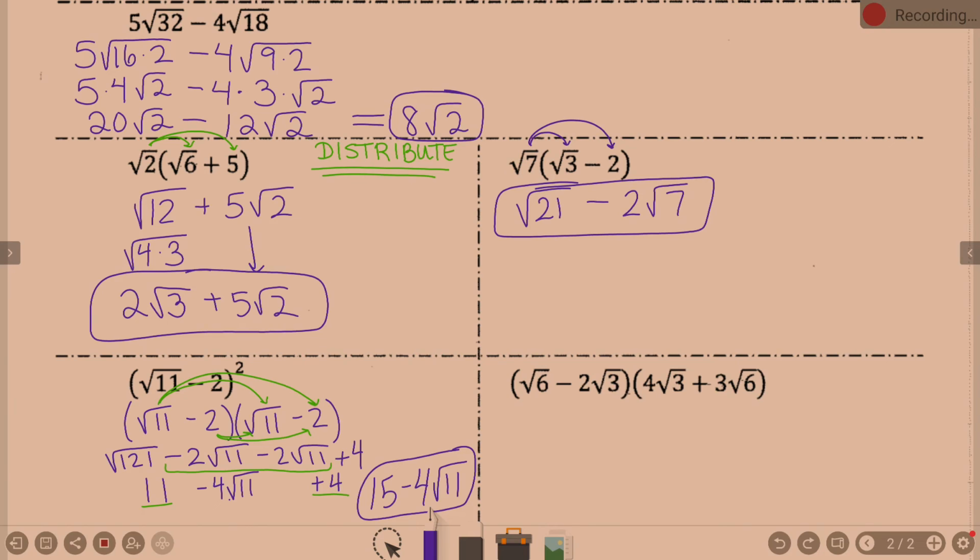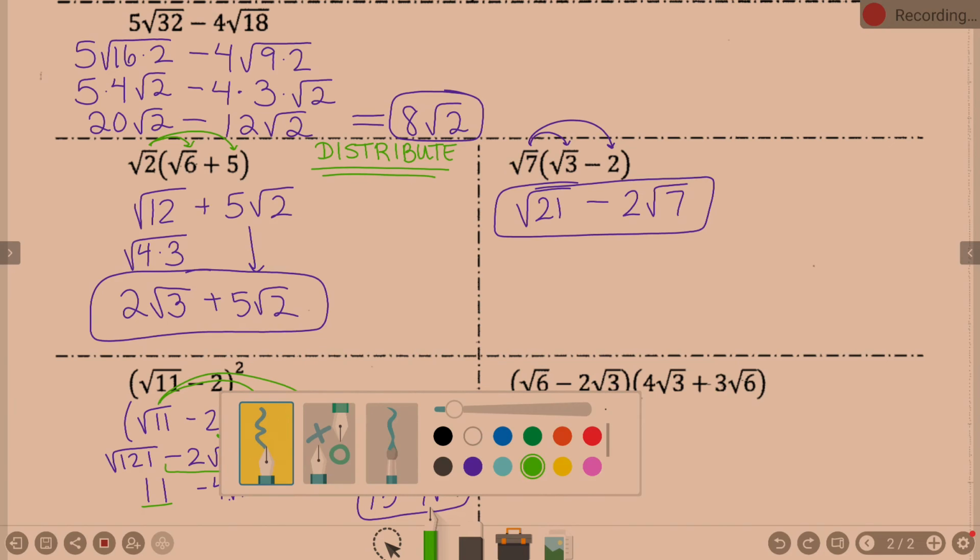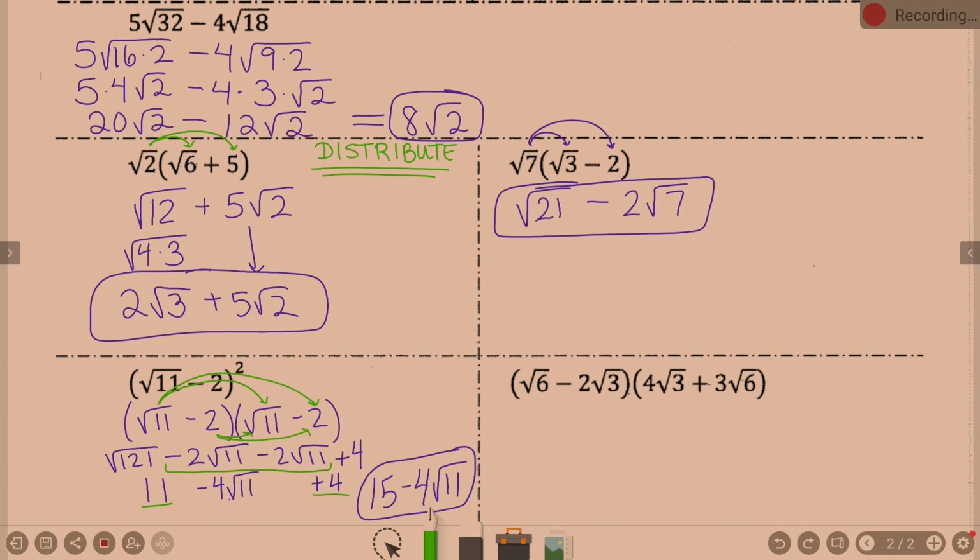So, okay, guys, you ready? What do I have to do on this last one? Now, we're FOILing again, right? If you needed that reminder, first, we're FOILing. Square root of 6 times 4 square root of 3.